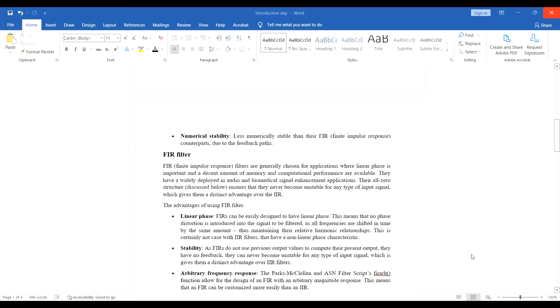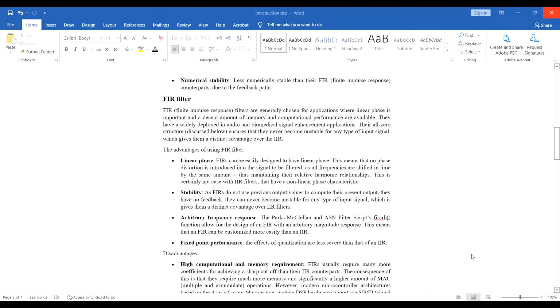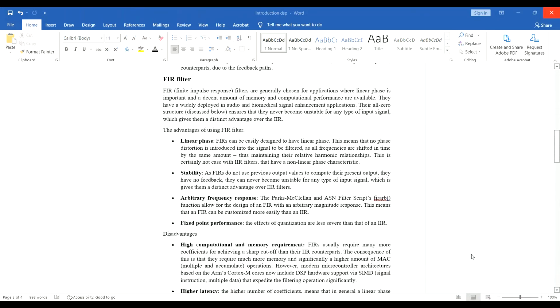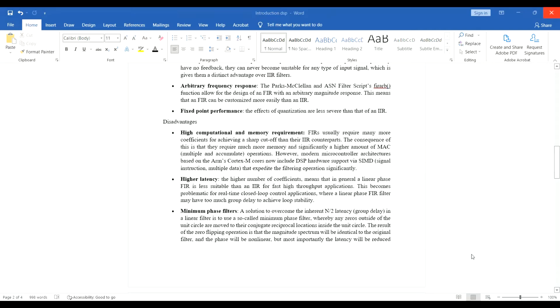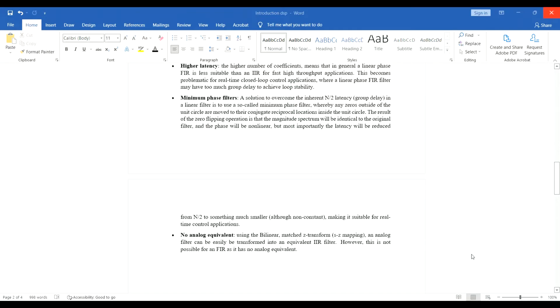Also, the FIR filter has advantages and disadvantages. The advantages of the FIR filter are linear phase, stability, arbitrary frequency response, and fixed point performance. For the disadvantages, there is high computational and memory requirement, high latency, and minimum phase filter. And the last one is no analog equivalent. This means that an analog filter can easily be transformed into an equivalent IIR filter only, so not for the FIR filter. However, this is not possible for an FIR as it has no analog equivalent.